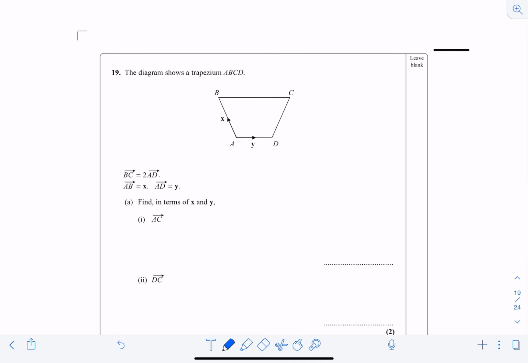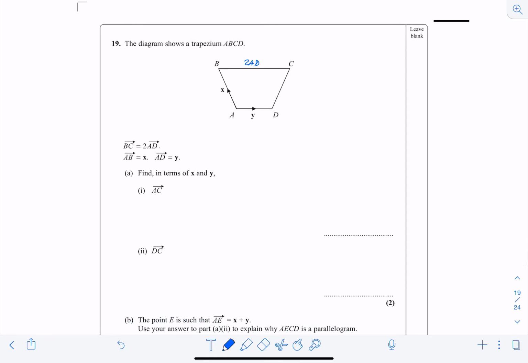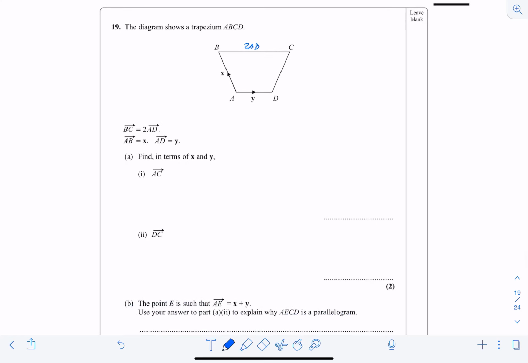The diagram shows a trapezium ABCD. BC equals 2AD. Okay, write that in. 2AD. And AB equals x, AD equals y. Find, in terms of x and y, AC.